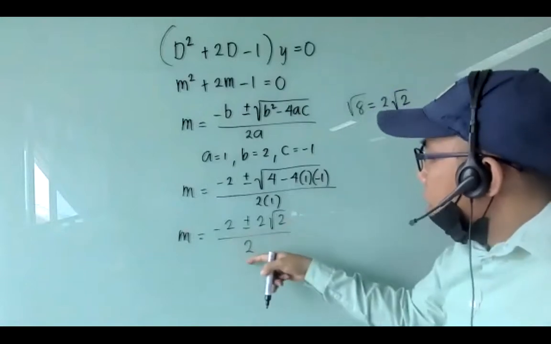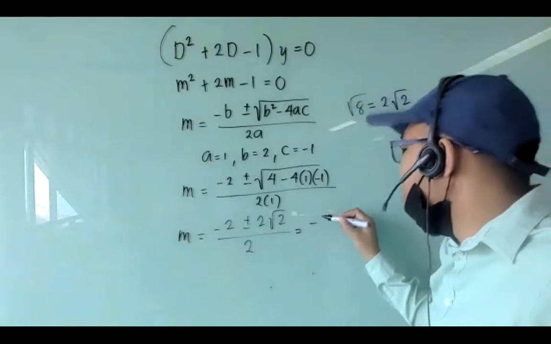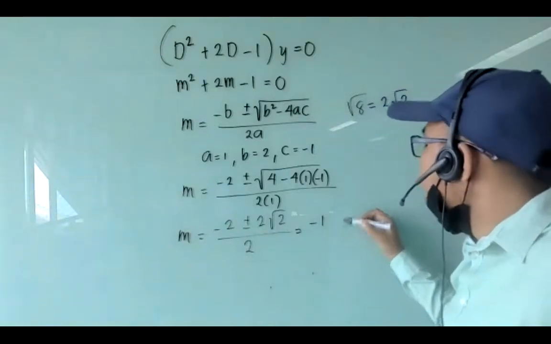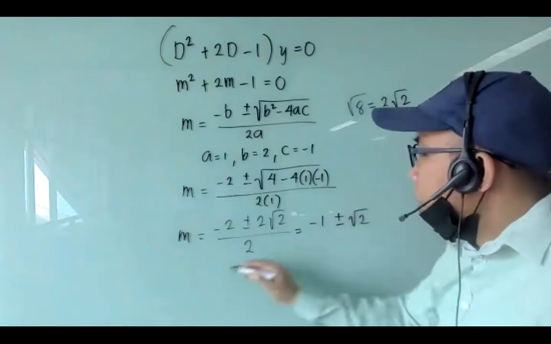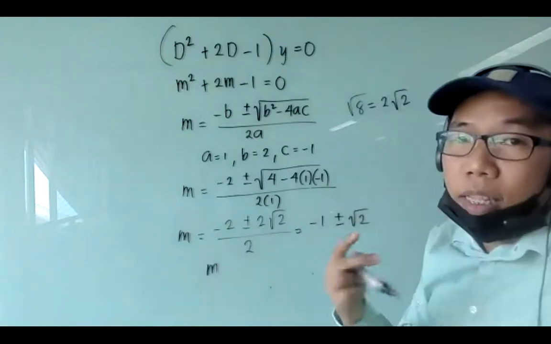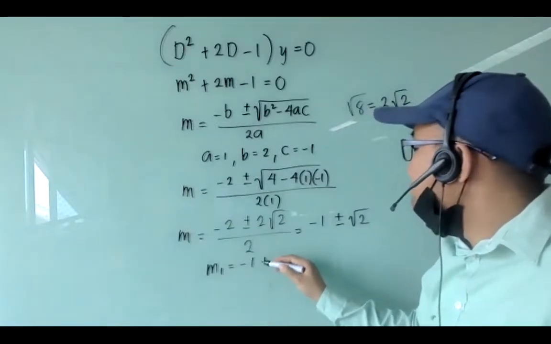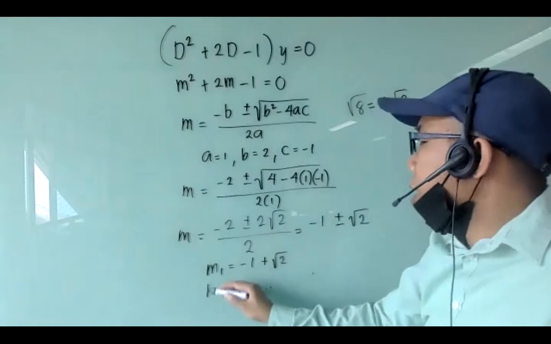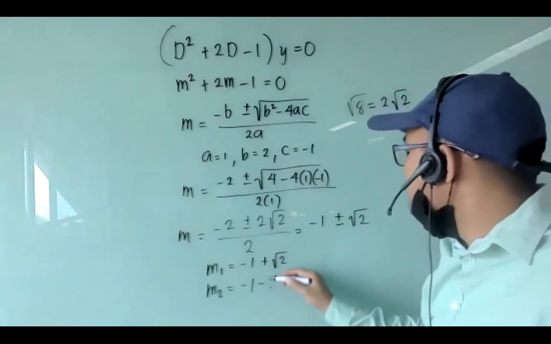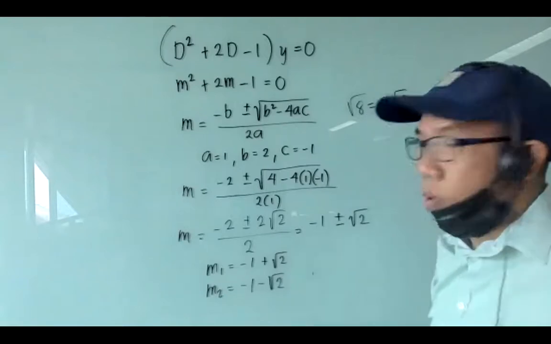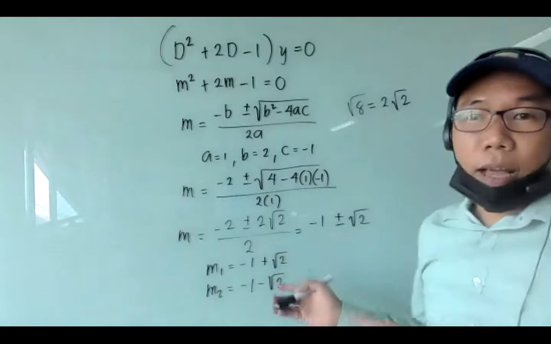So negative 2 plus or minus 2 square root of 2 over 2 will give us what? Na-cancel na yung 2, di ba, if you factor out 2. So negative 1 plus or minus square root of 2. Ayan. So ibig sabihin, we have two distinct, di ba, na roots. M sub 1 natin will be negative 1 plus square root of 2. And the other root is negative 1 minus square root of 2. Okay? Ganito, di ba, Aljon, no?